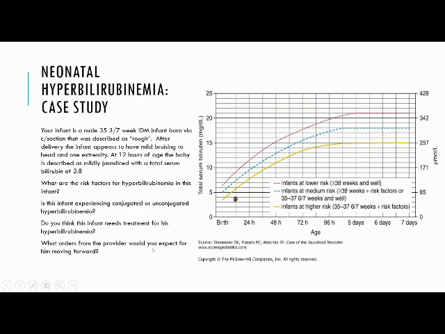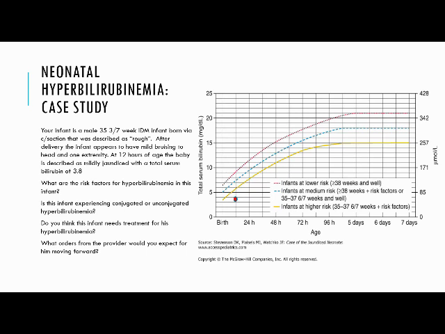I wanted to do one case study real quick before we're done. So you have a male infant, 35 and 3 weeks, an infant of a diabetic mother born via C-section that was described to you as rough, right? We've all had that report. It was a rough delivery. You're like, I don't know what that means, but it sounds not good. So after delivery, the infant appears to have mild bruising to the head and one extremity.